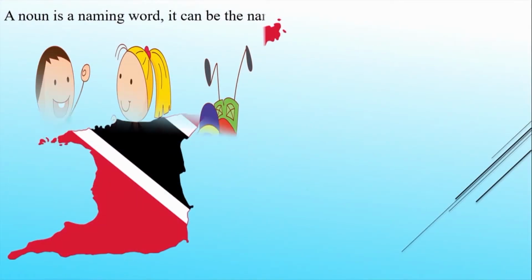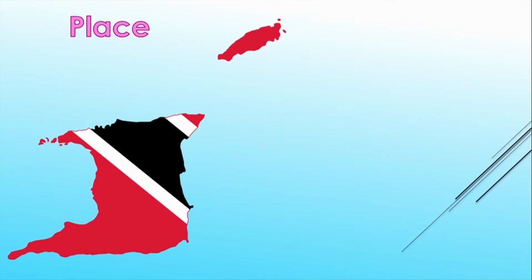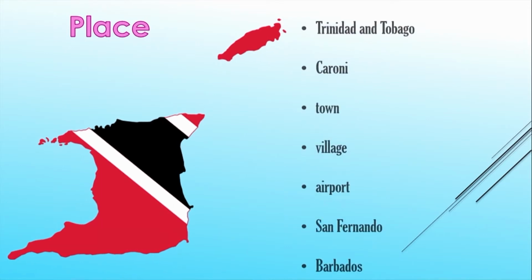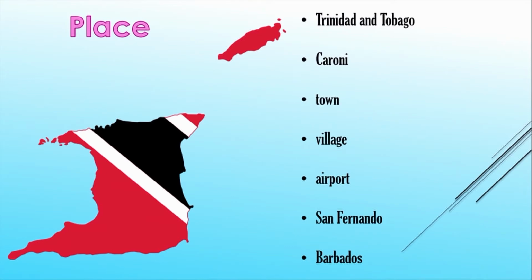So after we have person, what we have is place. You all would know this wonderful island that we have here. This is our island, and the name of this island would also be a noun. So we have Trinidad and Tobago, we have Caroni, we have town, village, airport, San Fernando, and Barbados. So it's not just here or there or everywhere. The name of any place, if you live in Port of Spain, Diego Martin, Moruga, St. Mary's, wherever you are from, that will also be a noun as well.